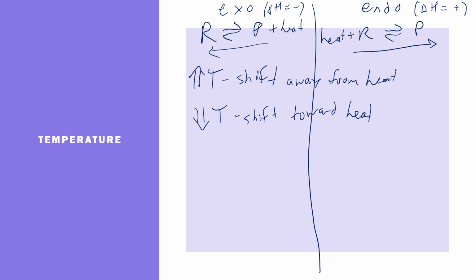Now in my second type of stress, if I decrease the temperature, that means it's too cold, so we need to go toward the heat. So in an exothermic reaction, it will go towards the products, but in an endothermic reaction, it will go towards the reactants.